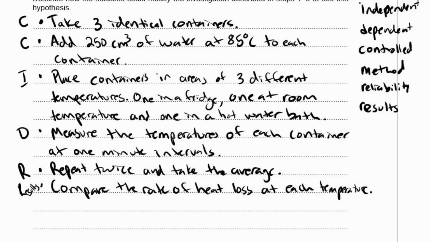Sometimes you could put in something about safety. Sometimes you could put in something about what is the control experiment where you expect nothing to happen. But you want to get things from as many different sections of an investigation as possible. Definitely independent, dependent, controlled, method, and reliability are the key basic ones. After that, there's a few other ones you can sometimes include.